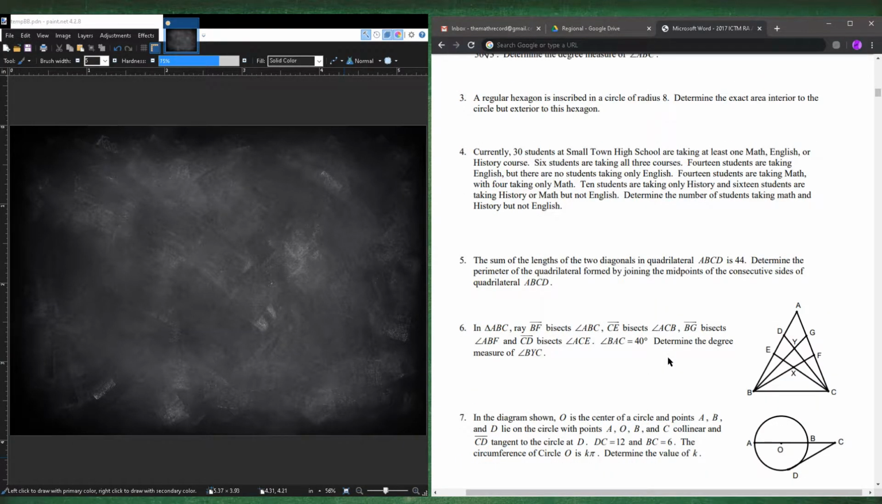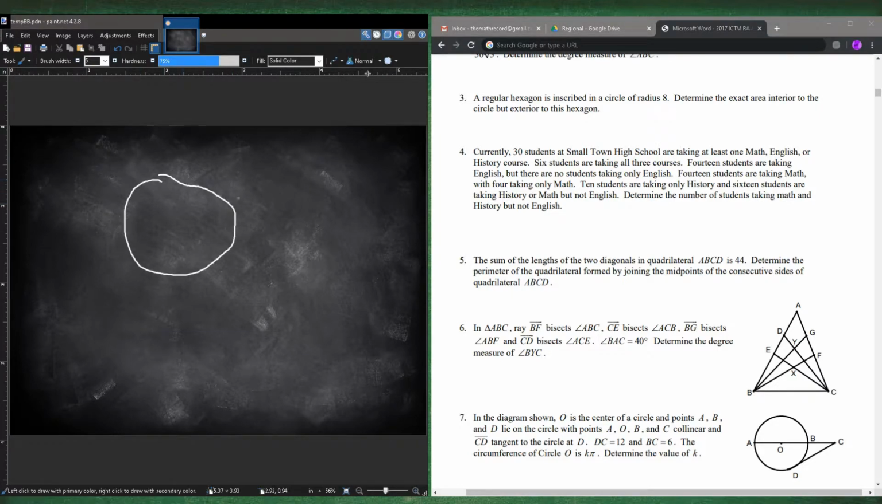So, number 4. Currently, 30 students at small town high school are taking at least one math, English, or history course. Usually on these questions it's a Venn diagram, so I just do a Venn diagram. Okay, so we have math, English, and history. 6 students are taking all three, so 6 is right in the middle. 14 students are taking English, but there are no students taking only English. So there's 0 here.